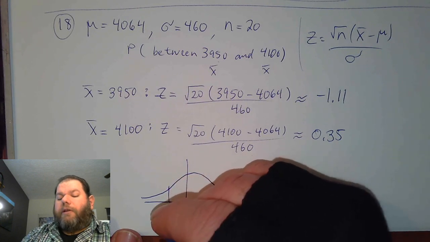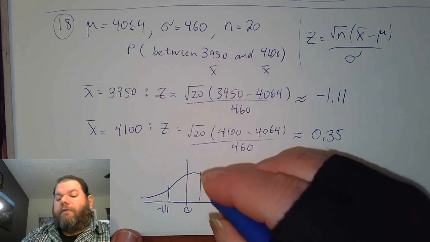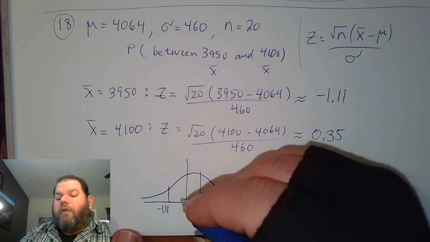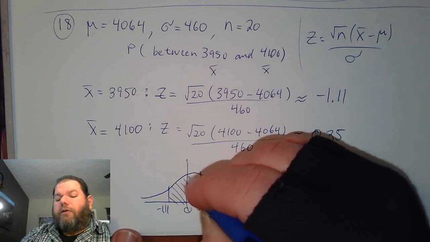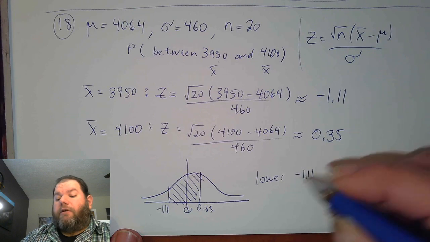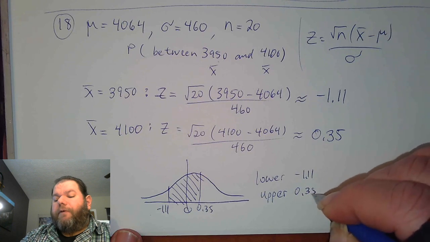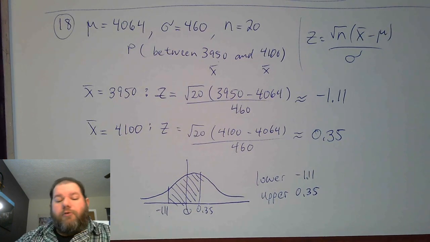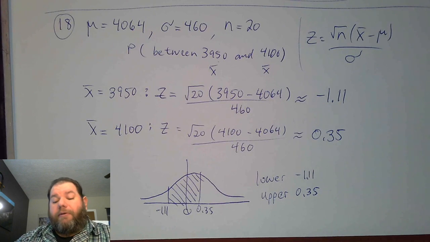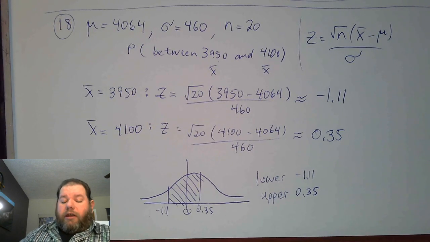So negative 1.11, positive 0.35, and we want the area between, so that means our lower is negative 1.11, and our upper bound is 0.35. It takes a little more work to find our values because there's 2 of them that we have to calculate for our z-scores, but those are exactly our lower and our upper always, for this between, if our question says between 2 numbers, like we have here.